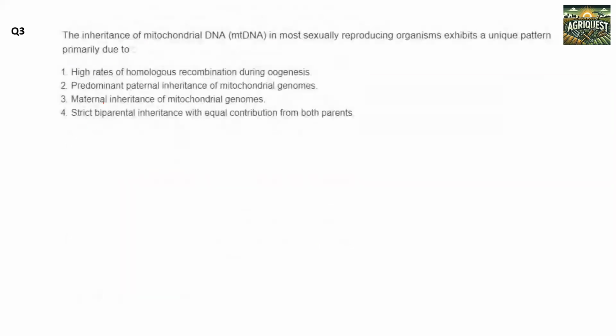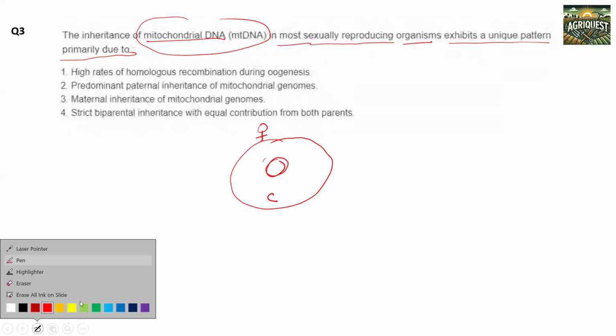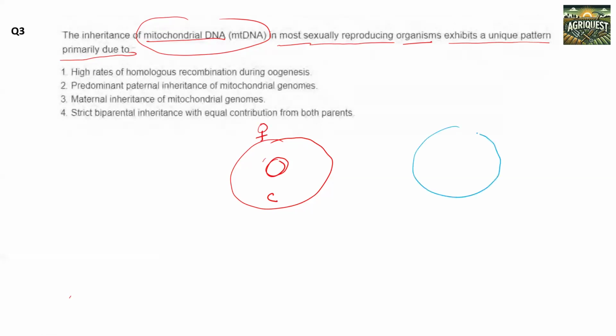The inheritance of mitochondrial DNA in most sexually reproducing organisms exhibits a unique pattern, primarily due to what? You should know that mitochondrial DNA or mitochondria are only transferred through the cytoplasm. This is the cytoplasm, this is the nucleus. This is the female. In the male, this is the nucleus of the male, and this is the cytoplasm of the male parent.